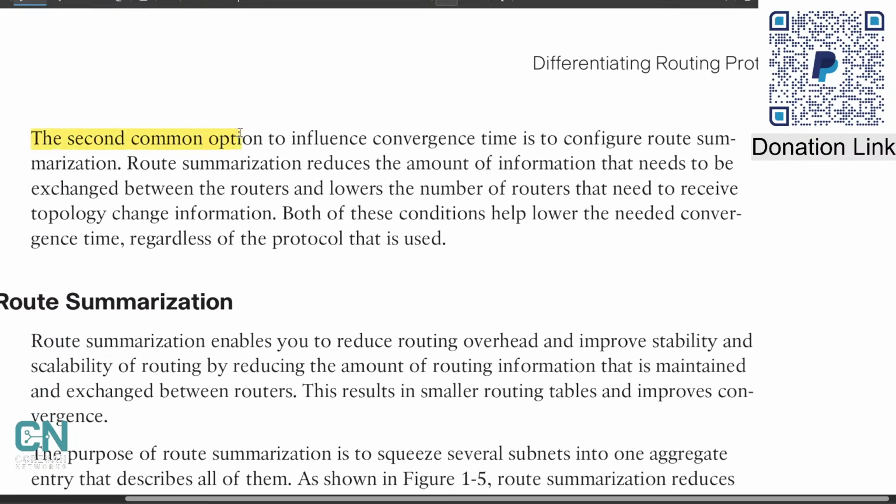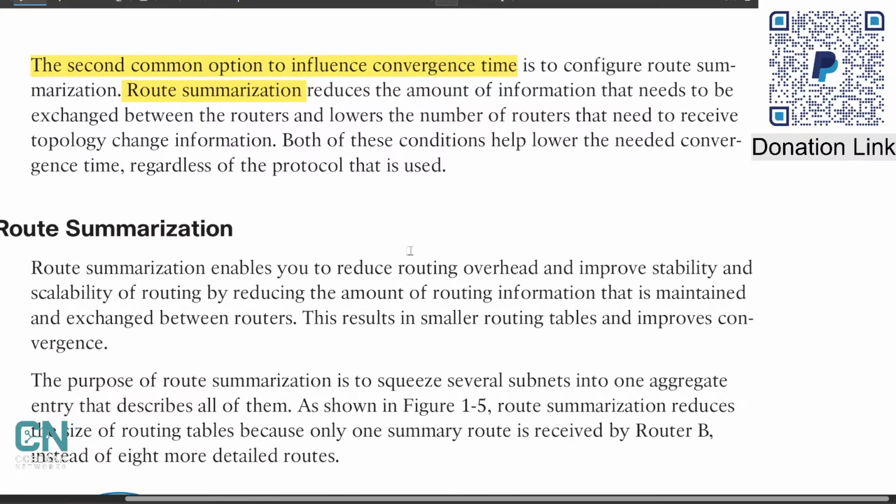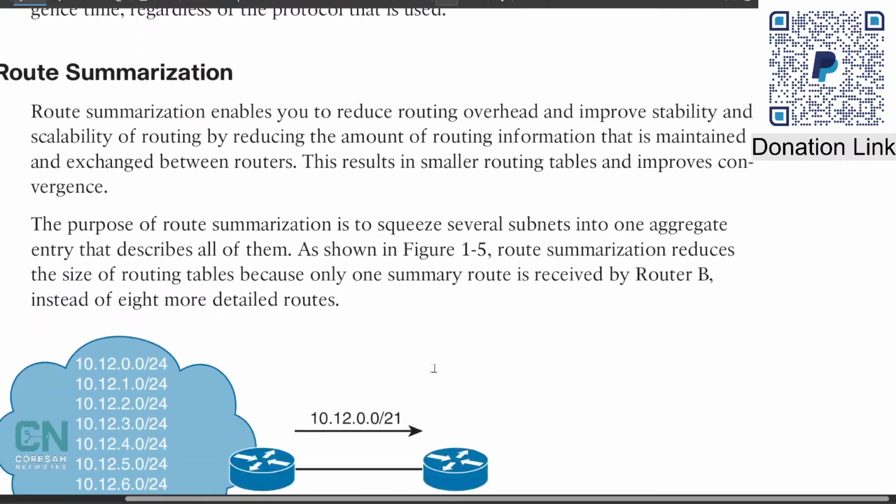The second common option to influence convergence time is to configure route summarization. Route summarization, let's highlight this, it's important. It reduces the amount of information that needs to be exchanged between the routers and lowers the number of routers that need to receive topology change information. Both of these conditions help lower the needed convergence time regardless of the protocol that is used.